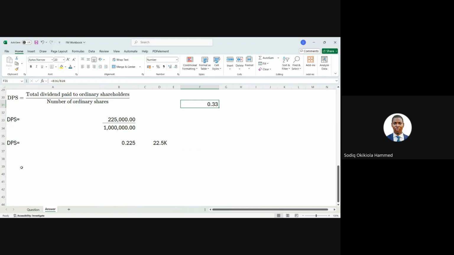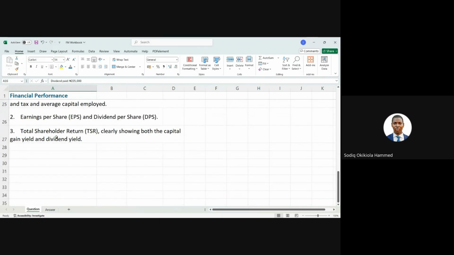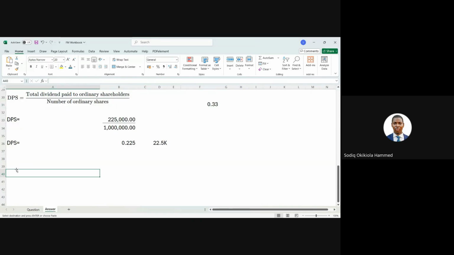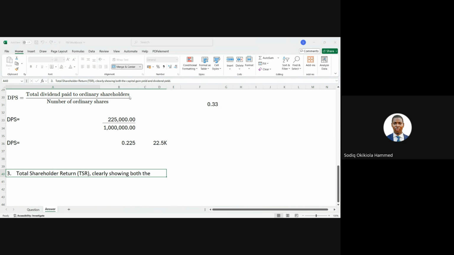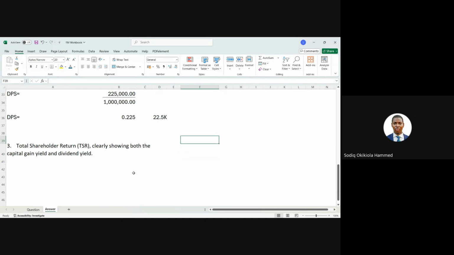Any question before we move to our last question? Our last question is total shareholders return. Are we good? Any question on this? We are moving on. Any question? Okay, I believe that we are good.